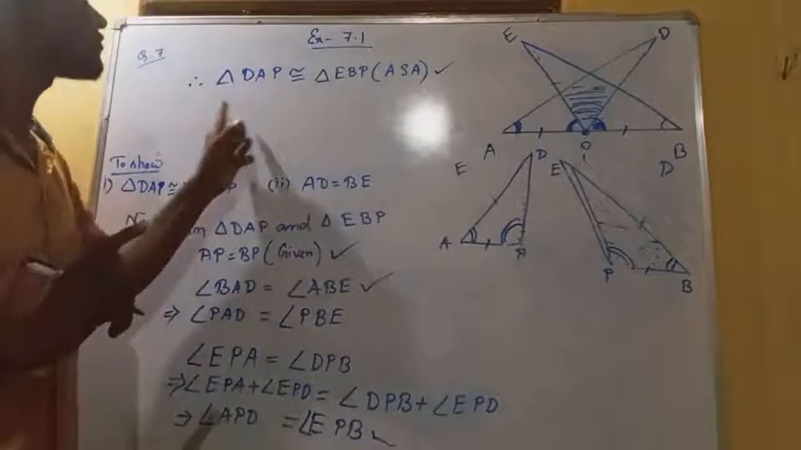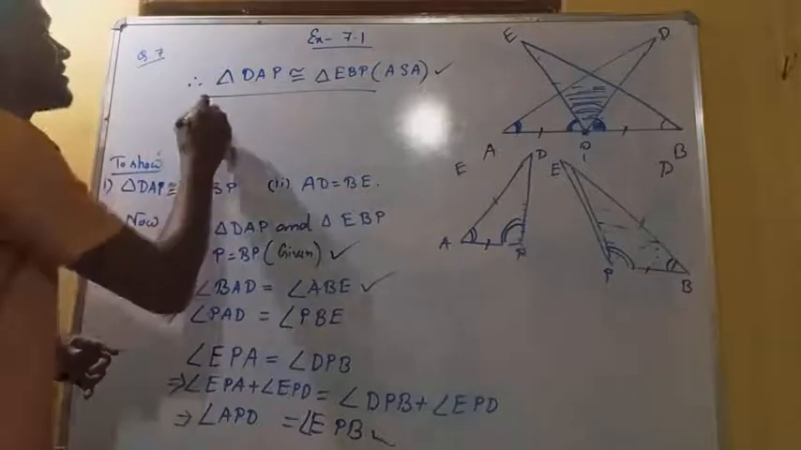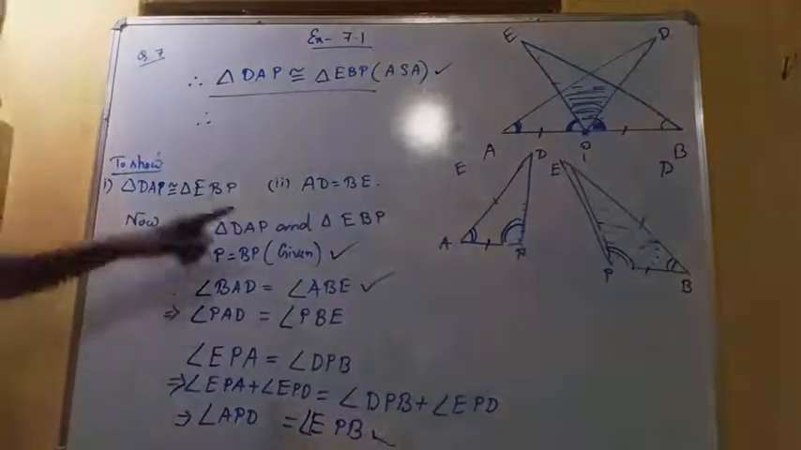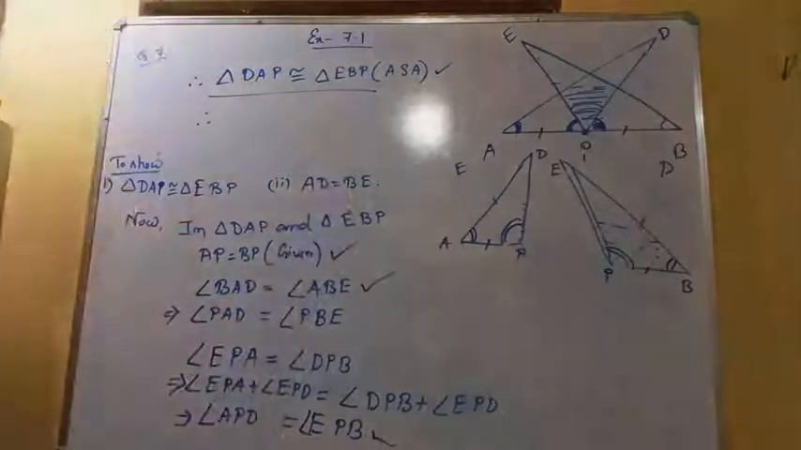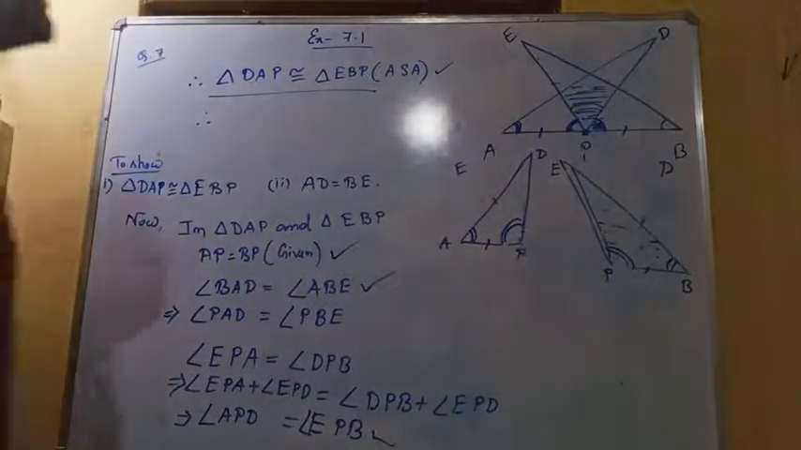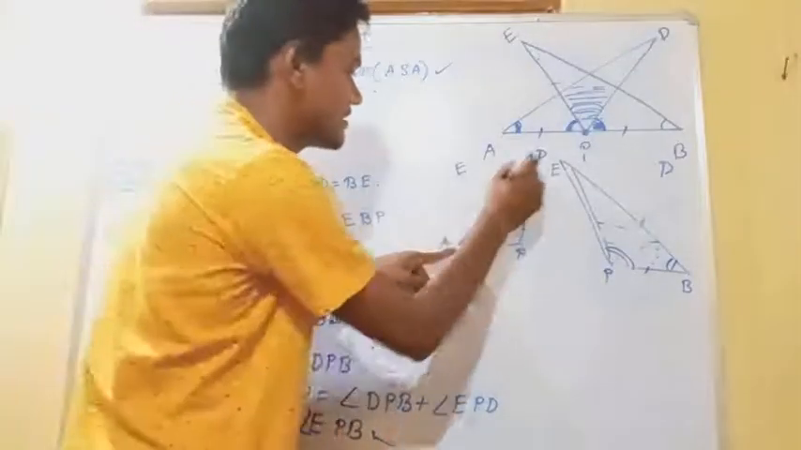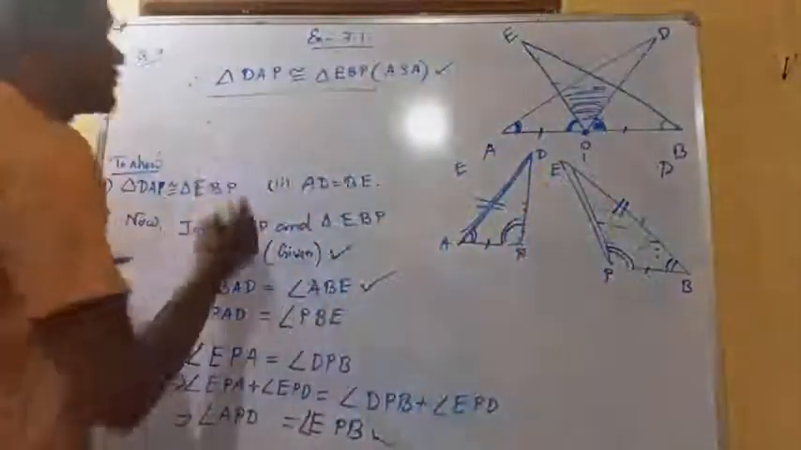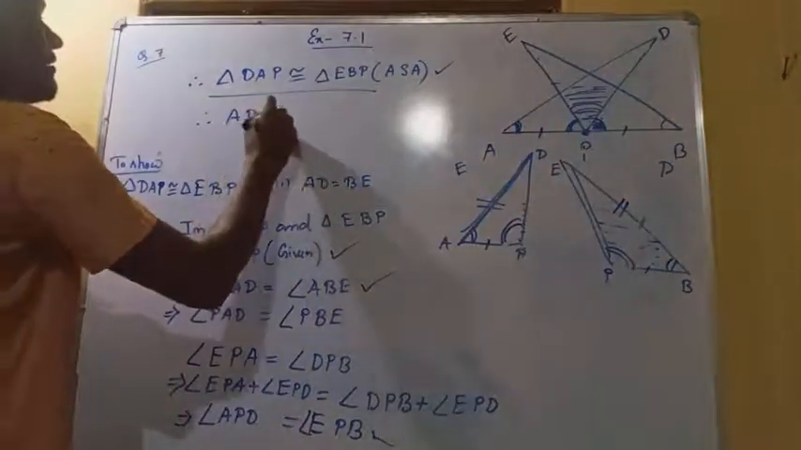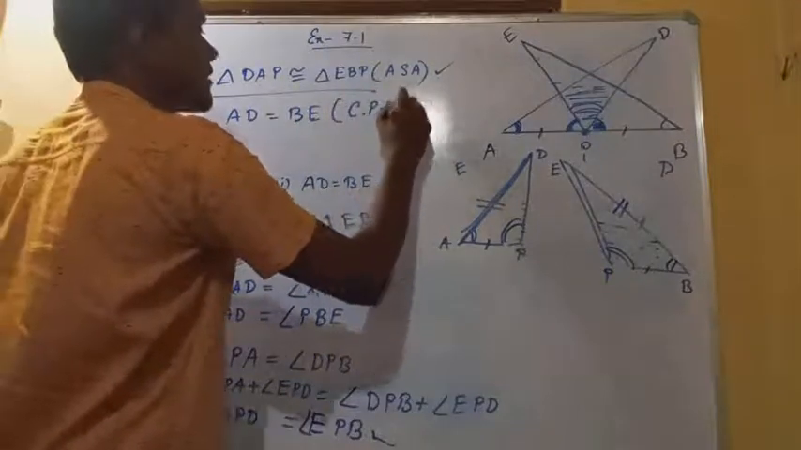Once we are able to show that these two triangles are congruent, then directly we can write the second proof. What we are supposed to show: AD is equal to BE. You just see here AD. Where is AD? Watch this triangle properly. AD belongs to this triangle and BE belongs to the other triangle. So therefore I can write AD is equal to BE by CPCT.